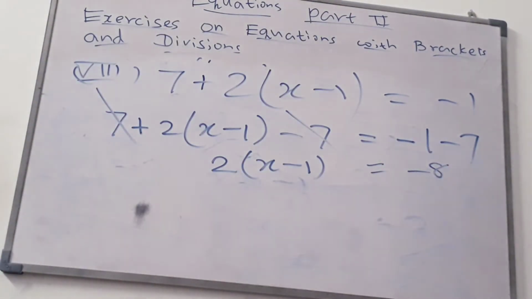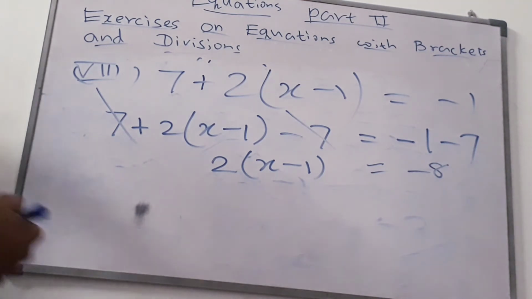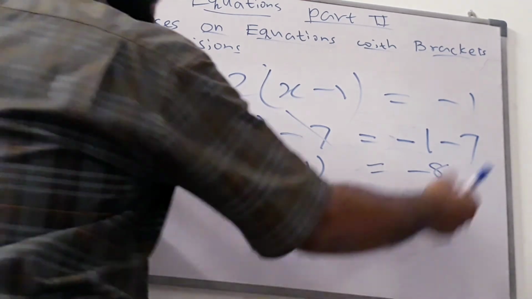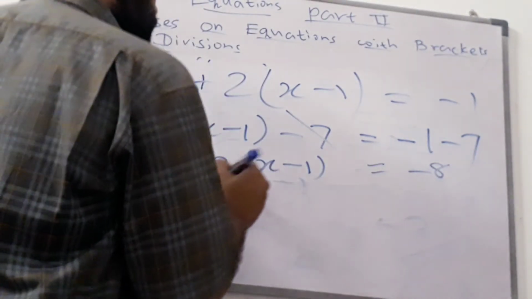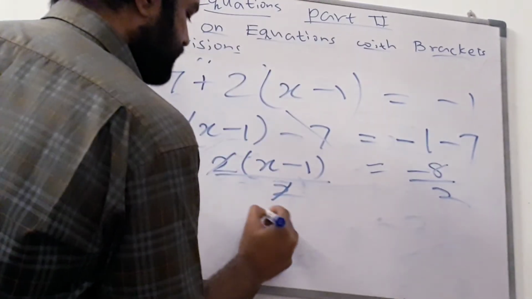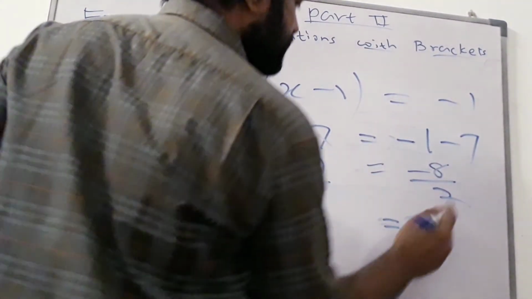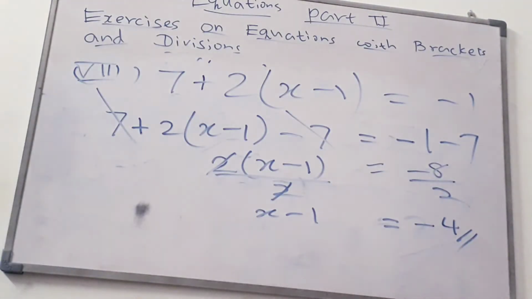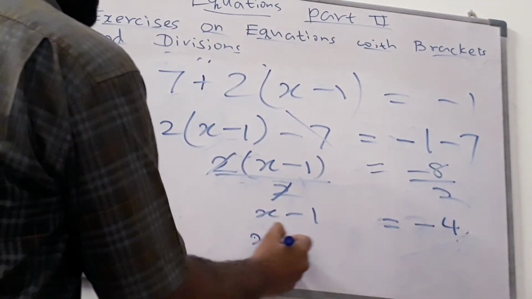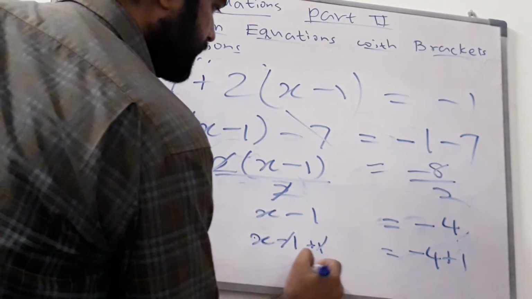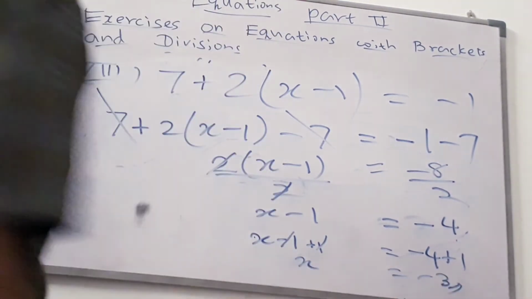Now we can remove 2, because 2 is common to both these terms, and 8 is also a multiple of 2. So I am going to divide this by 2. 2 and 2 get cancelled. X minus 1 equals, minus divided by plus means minus, so it is minus 4. And then we have to remove minus 1 here. To do that, we have to add 1. 1 and 1 get cancelled, x equals minus 3.